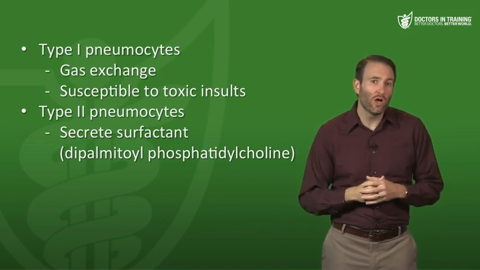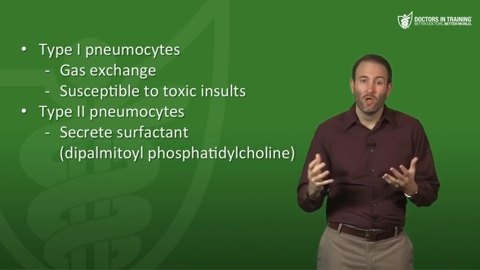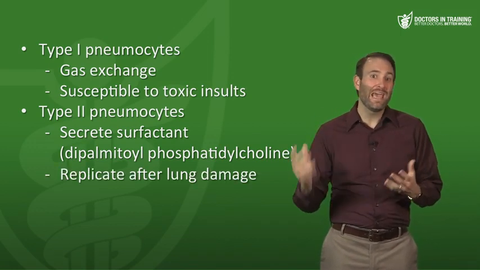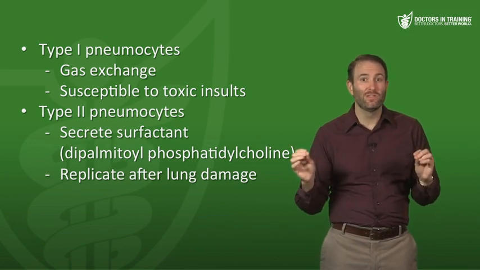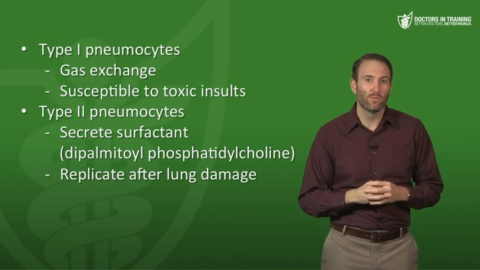Type 2 pneumocytes are also important during lung damage. Recall how those type 1 cells don't replicate. With lung damage, the type 2 cells can replicate, and they can even replace type 1 cells, or in some cases, they can even differentiate back into a type 1 cell.